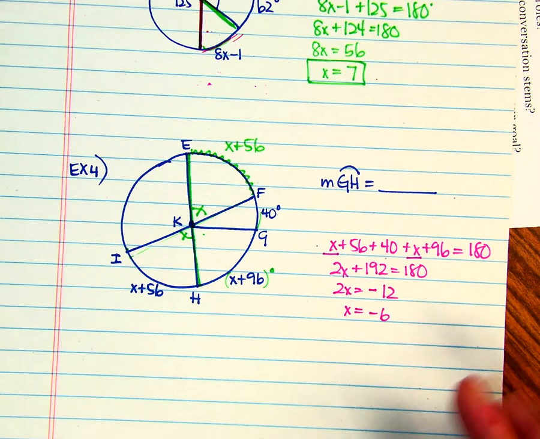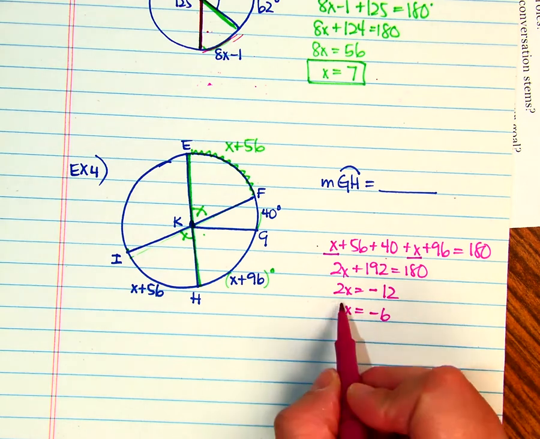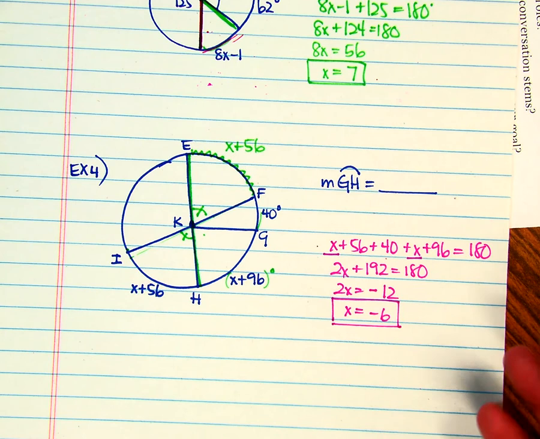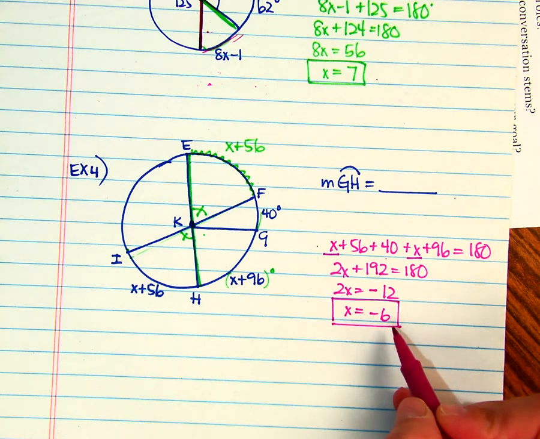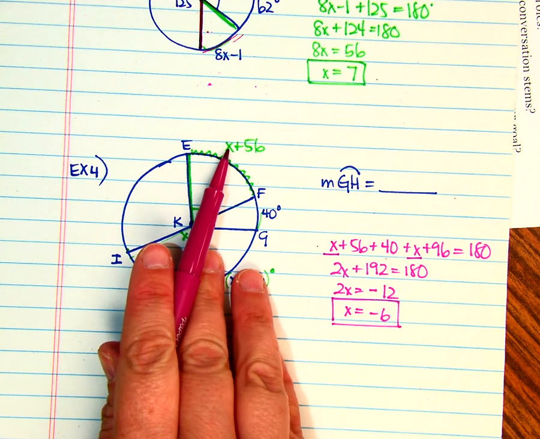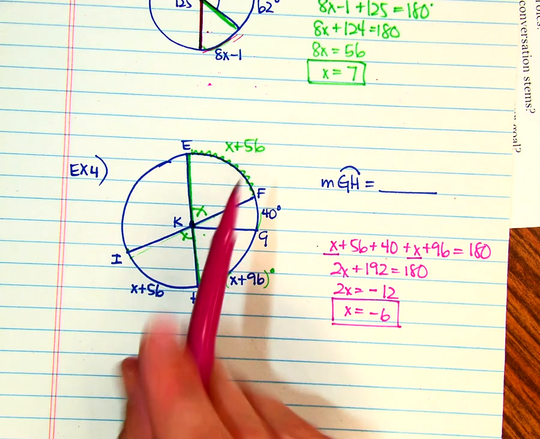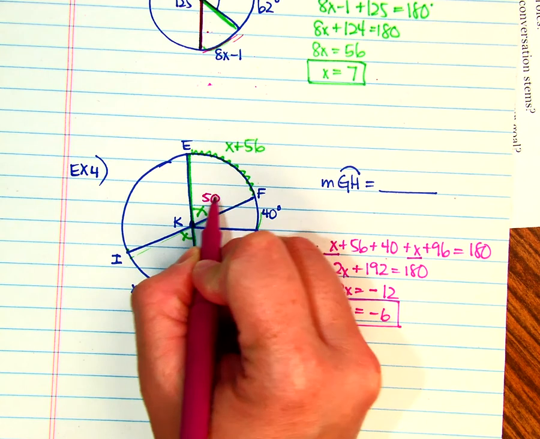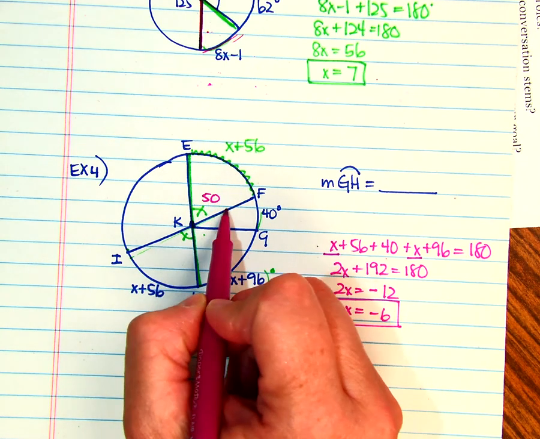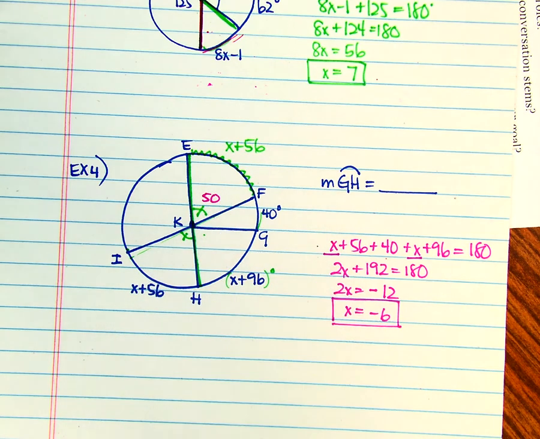Now, at first glance, I'm thinking, well, x can't be negative. But remember, x is not representing an angle measure or an arc measure here. X is just a variable. So if I put it in for this, negative 6 plus the 56 means that this is going to give me a positive 50. I'd be having some red flags if I ended up having some negative values in there.